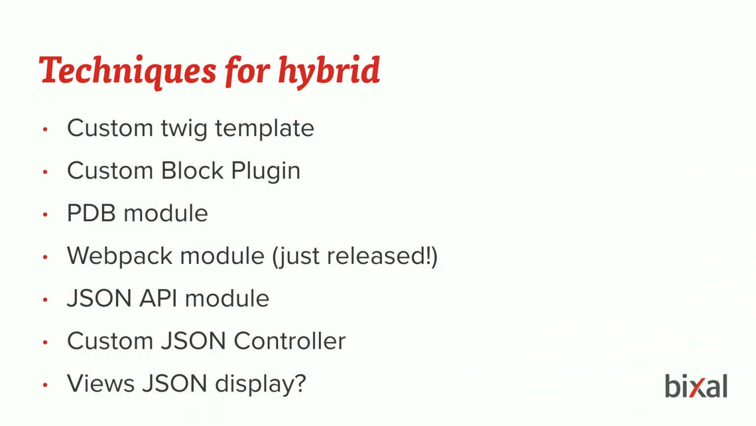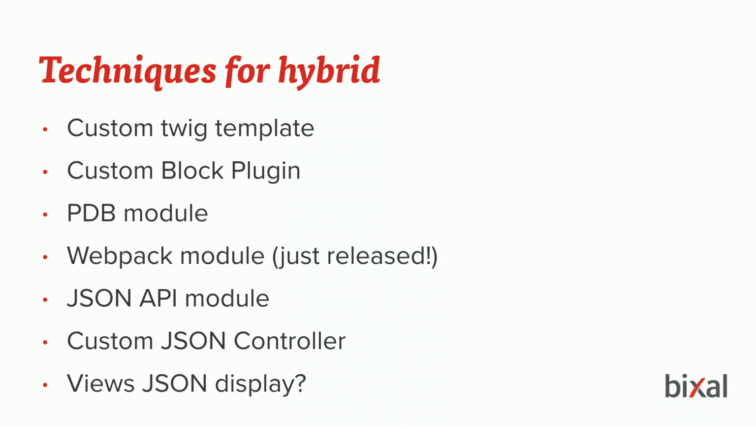So how do we do this for hybrid? There are several ways in which we can do this. We can write our own custom Twig template where we render a div with an ID and we inject our application there. That's one technique that I've seen used. We can write our own custom block plugin where we will be doing pretty much the same, rendering a div or a region with a certain ID where we would inject our application.